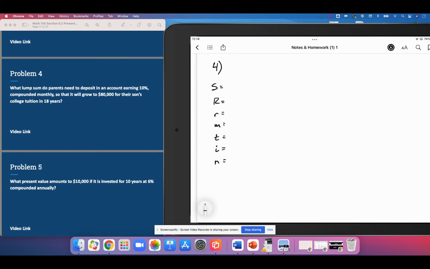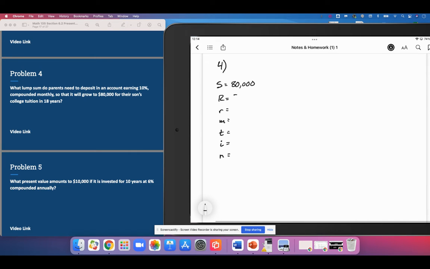So do we know how much they want in the end? Yes, they want $80,000. So that's our future value. We want to know how much they need to invest, so that's going to be our R. The rate is 10%, so 0.10. M is the number of compounding periods per year. It's compounded monthly, so 12. T is time in years, 18 years.